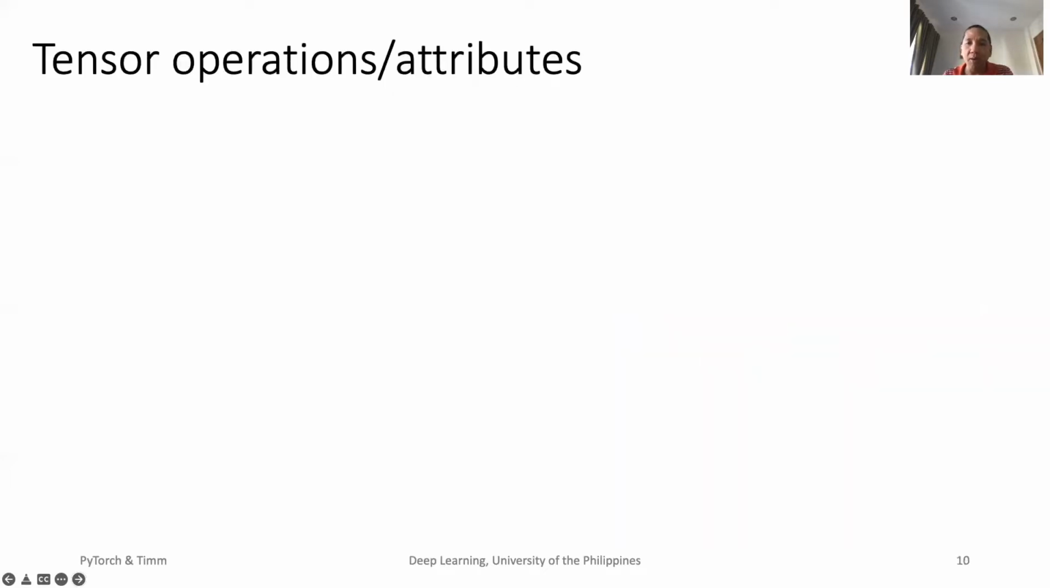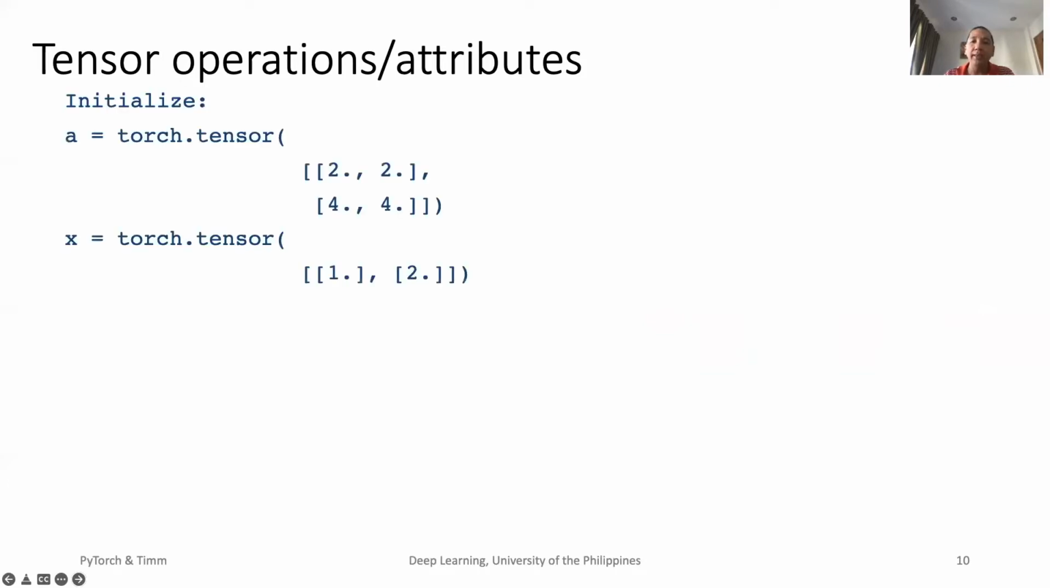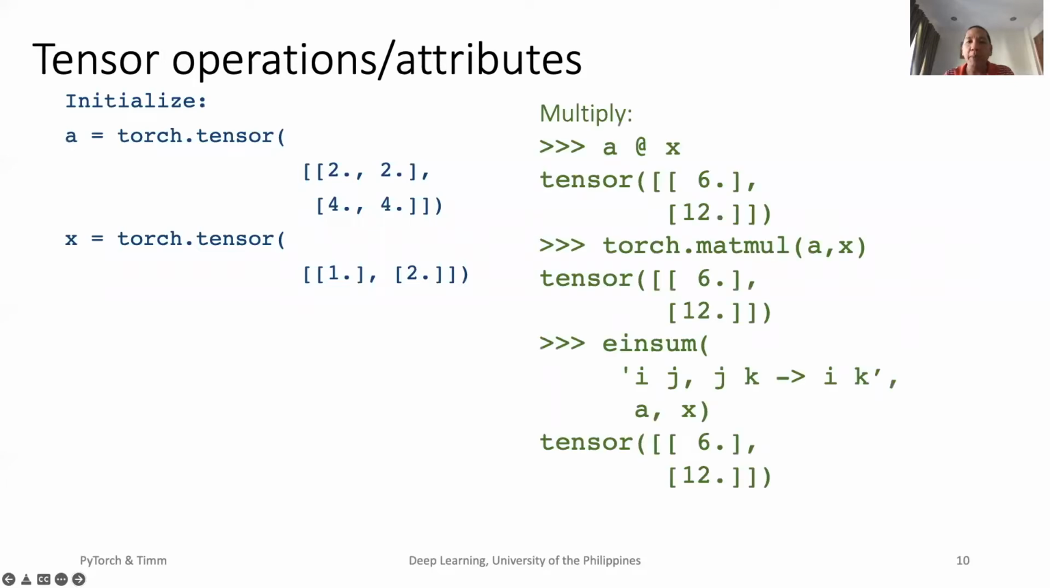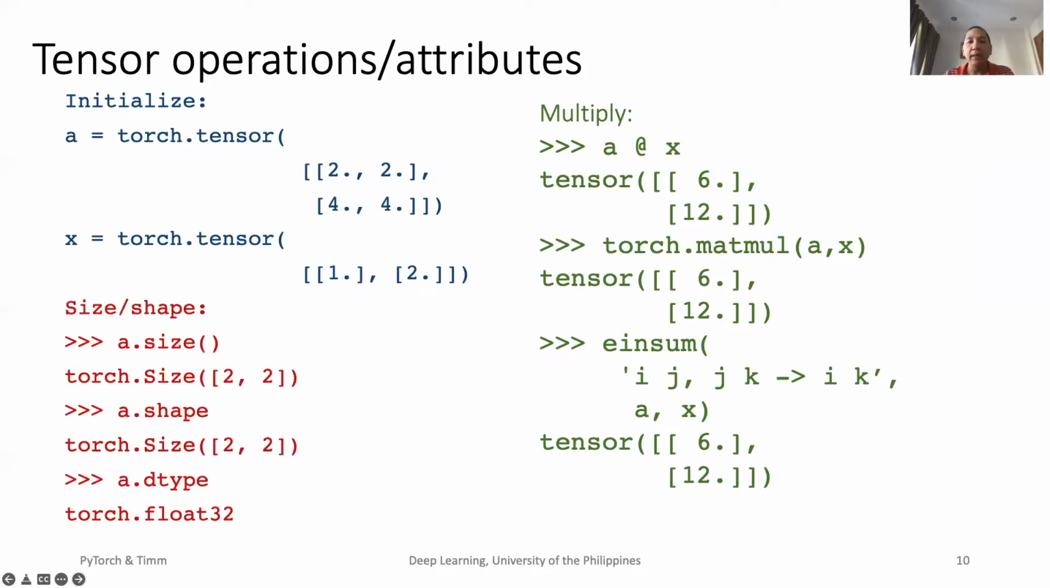Like NumPy, common tensor operations like initialization and multiplication are supported. In this example, we initialize two tensors, A with size 2 by 2 and X with size 2 by 1. We demonstrate multiplication using Python @, PyTorch matmul, and einsum. Tensor attributes like size, shape, and data type are shown.